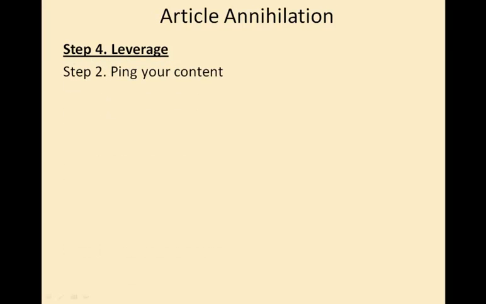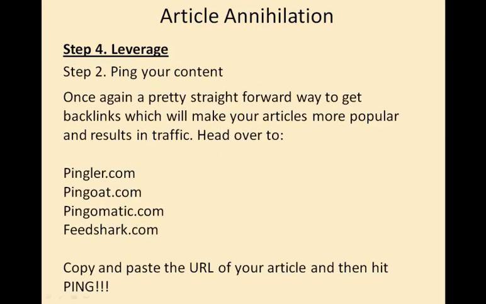Now, step 2 is to ping your content. Once again, a pretty straightforward way to get backlinks, which will make your articles more popular and result in traffic, is to ping them. So you just head over to pingler.com, pingoat.com, pingomatic.com, or Feedshark, and what you do is copy and paste the URL of your article and literally just hit ping. And from that point onwards, you're going to be sending out an update, and then after that, you're just going to be getting backlinks to your articles, and it's just going to help them in terms of ranking.